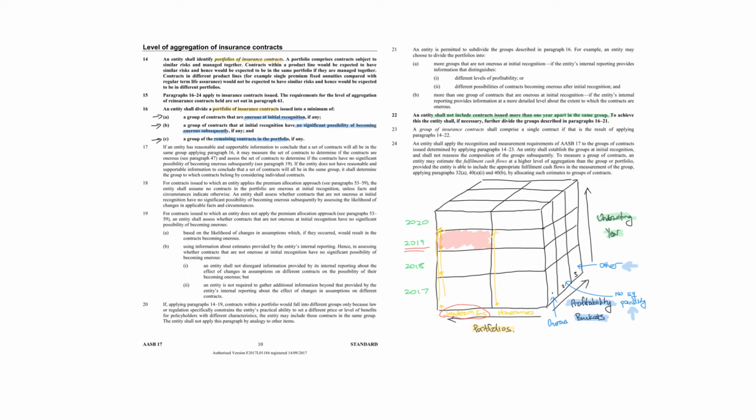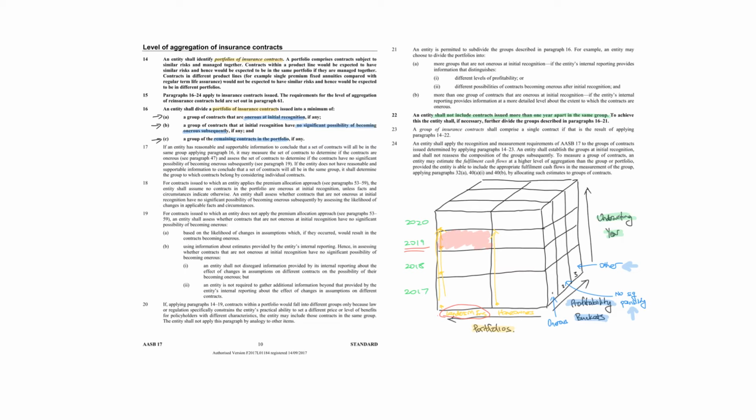And then I might look at the 2018 lender's mortgage insurance, and then I might say, well, that one is actually profitable. Okay, so there's no significant possibility of being onerous. So then I would say, okay, this one is green because it's a good thing. So it doesn't fall into the onerous bucket.